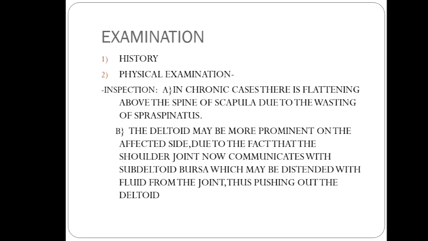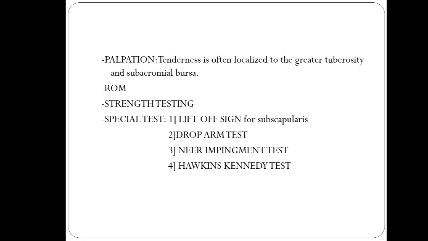Next, we have the examination. So history and physical examination include inspection, like in chronic cases there could be flattening above the spine of the scapula due to the wasting of the supraspinatus. The deltoid may be more prominent on the affected side due to the fact that the shoulder joint now communicates with the subdeltoid bursa, which may be distended with fluid from the joint, so pushing out the deltoid. So palpation, there could be tenderness localized to the greater tuberosity or bursa.